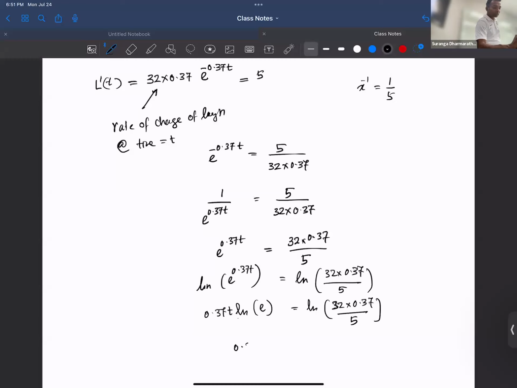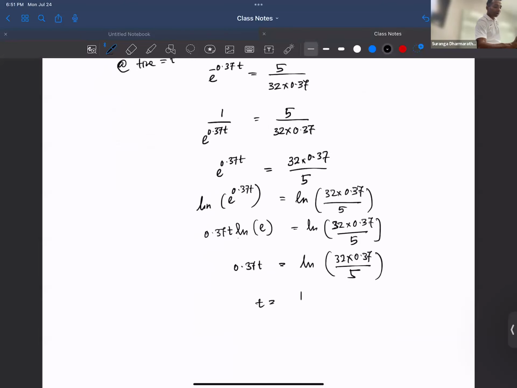So this is 0.37t is equal to natural log of 32 times 0.37 divided by 5. Right? So t is equal to 1 over 0.37 times natural log of that. You take natural log, Ln, that's your t. Does that make sense? That's how you solve that problem.